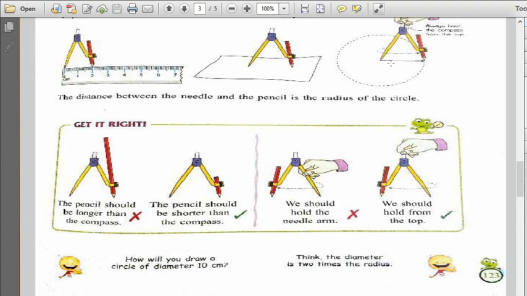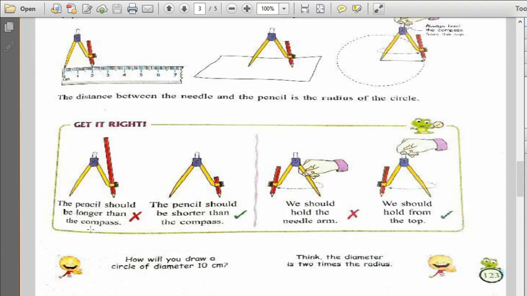And radius is always half of the diameter. Diameter, you know, is a line segment that divides a circle into two equal parts, and radius is half of the diameter. Okay. Now see here you will find what we should do and what we should not do with the compass.